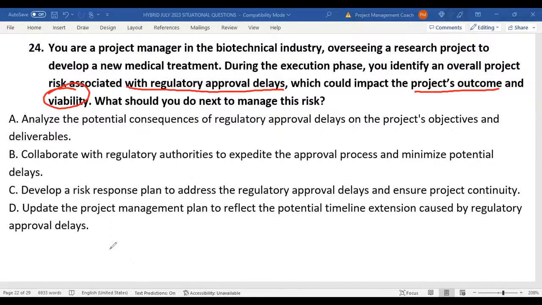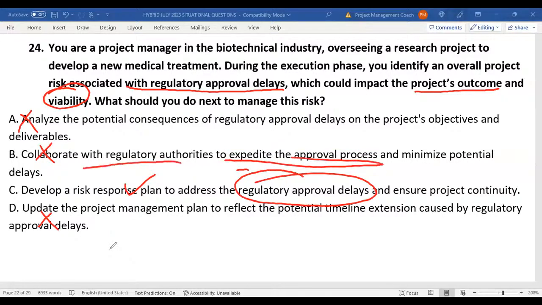And honestly, if you're not in the right frame of mind, it could be hard for you to deal with this question. I'll just be straight up honest. You have to be really laser focused that A and B are not the best options. Neither is D. And that leaves us with C. Develop a risk response plan. Good. To do what? To address the regulatory approval delays, whatever that might look like. But we cannot prescribe that it's going to be this. We may not even have inroads to those regulatory authorities, which is why B is not the best.